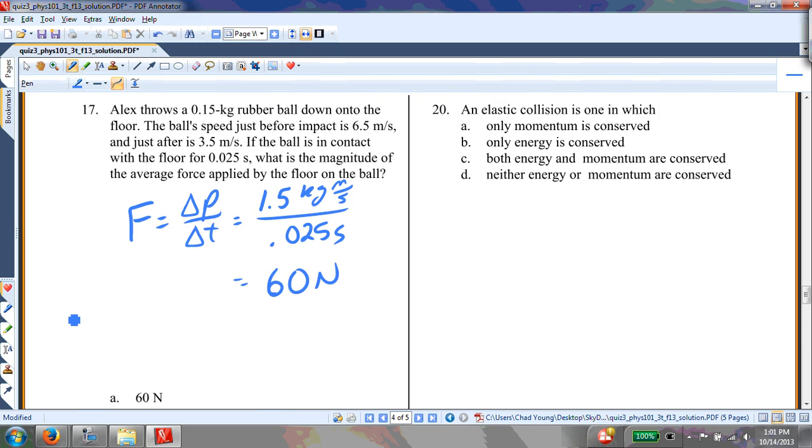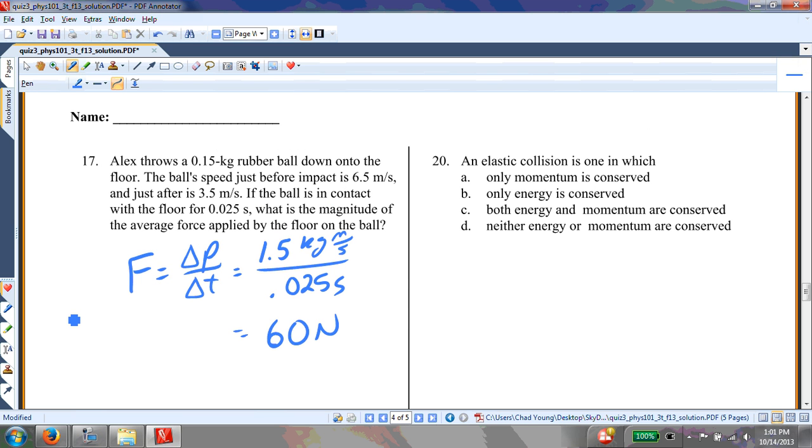And then finally, an elastic collision is one in which of these? In elastic collisions, both energy and momentum are conserved. Remember, these are collisions that involve conservative forces like the gravitational force and the electric force, which are field forces. Since they're conservative, they conserve energy, and all collisions conserve momentum. All right, that's all.